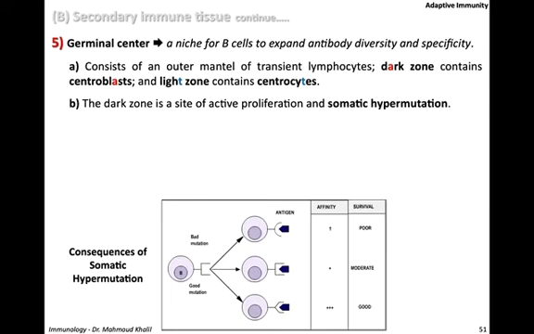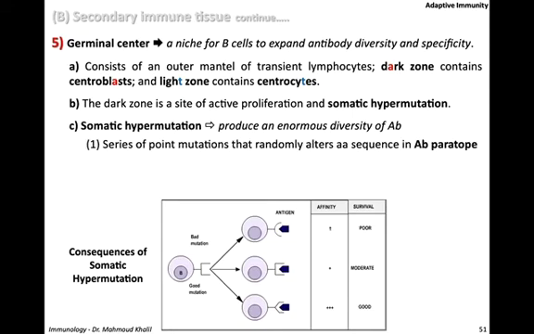The B cells in the dark zone are called centroblasts. As we said before, somatic hypermutation can produce an enormous diversity of antibody. To clarify more, it's a series of point mutations that randomly alters the amino acid sequence in the antibody paratope, which is the region that binds to the antigen.